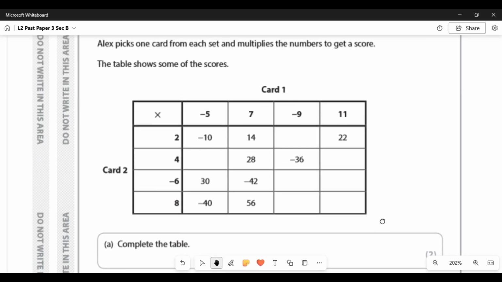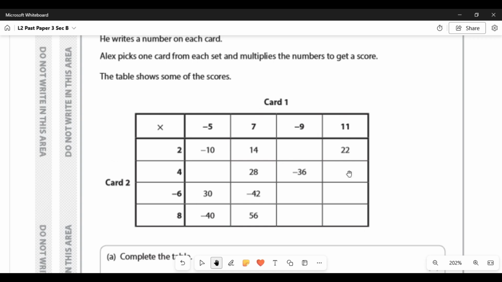So if you multiply the scores, hopefully you've seen this kind of thing before. It's not a two-way table. This is what we call a sample space diagram. And you've got all the outcomes in the middle here. So you've got card 1 along the top, card 2 along the side here, and all the outcomes are here. So for example, -5 times 2 gives you -10. That's why there's a -10 there. 7 times 2 gives you 14, and so on.